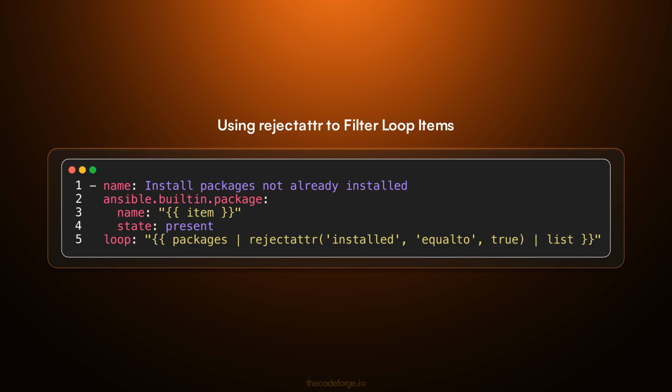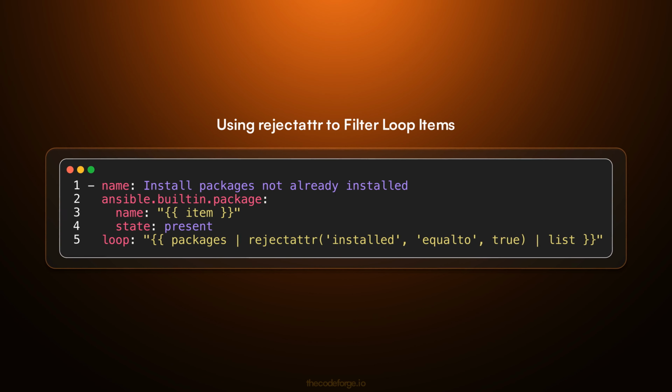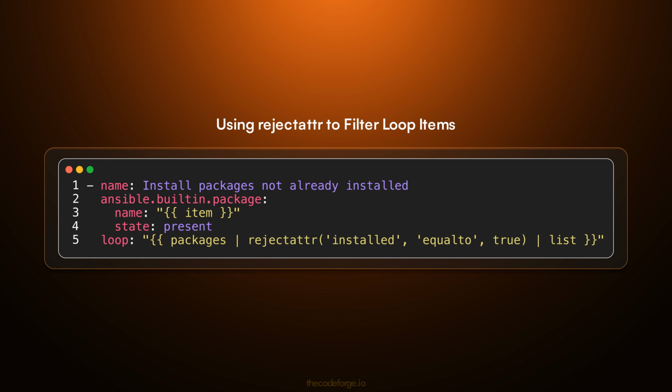The article mentions selectattr for filtering but omits rejectattr, which excludes items matching a condition. This is useful for skipping items in a loop without a when clause, improving readability and performance.